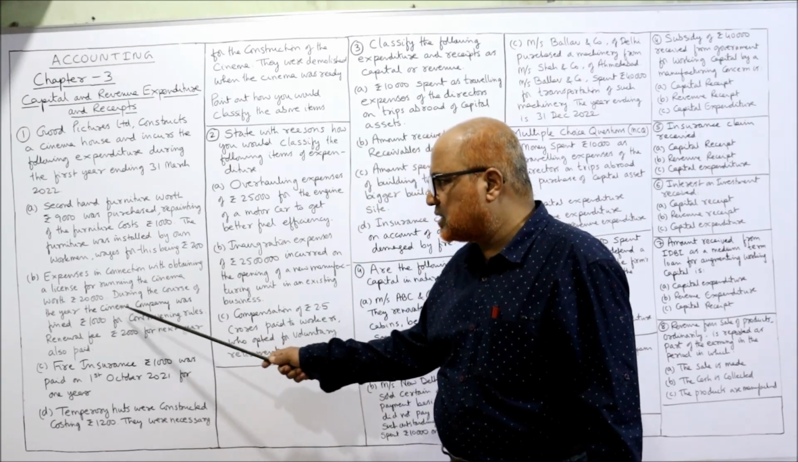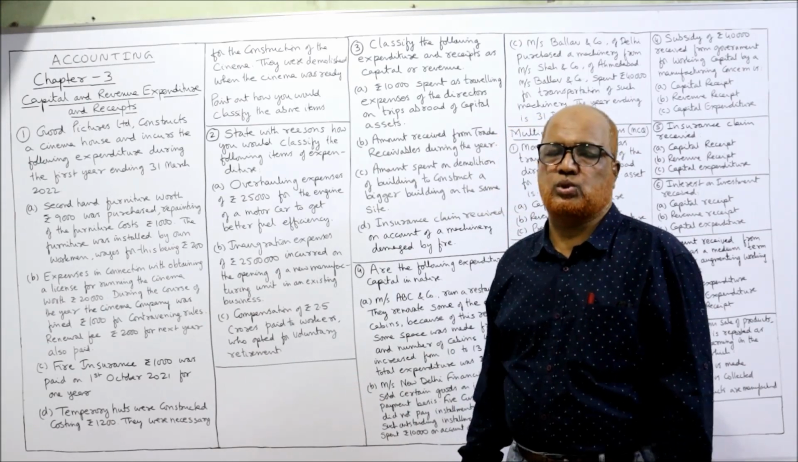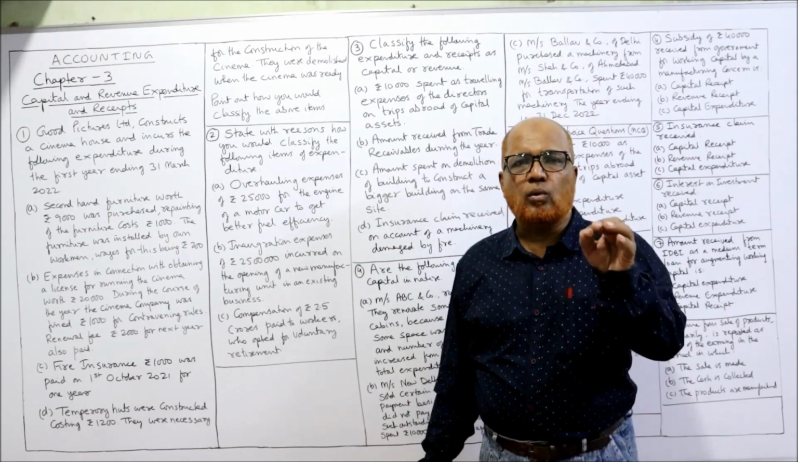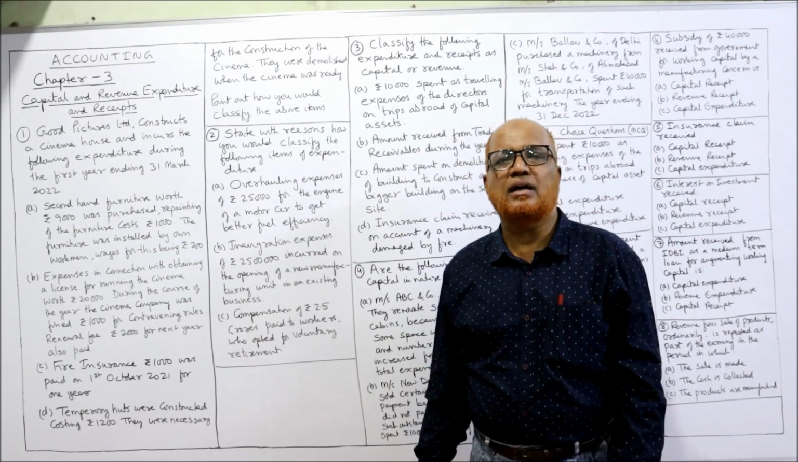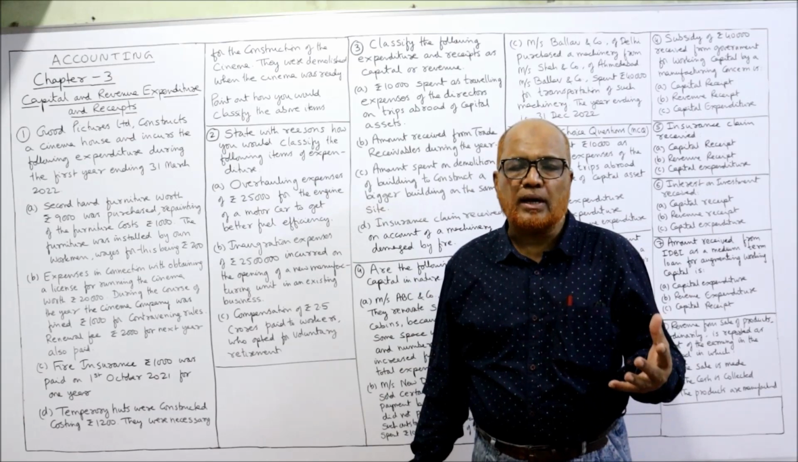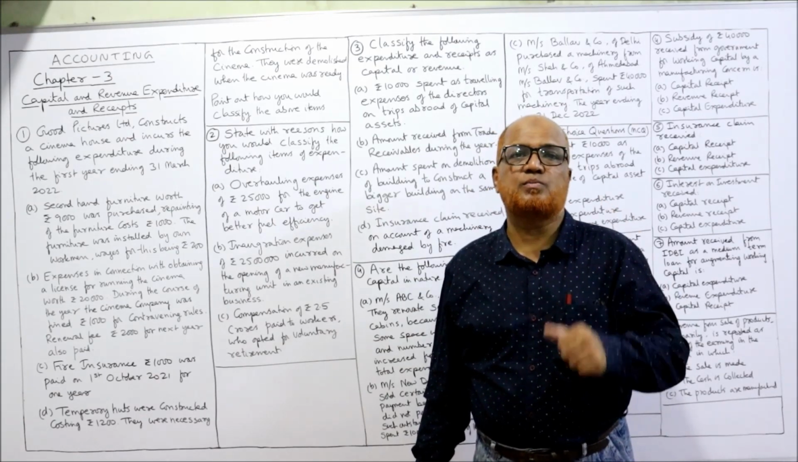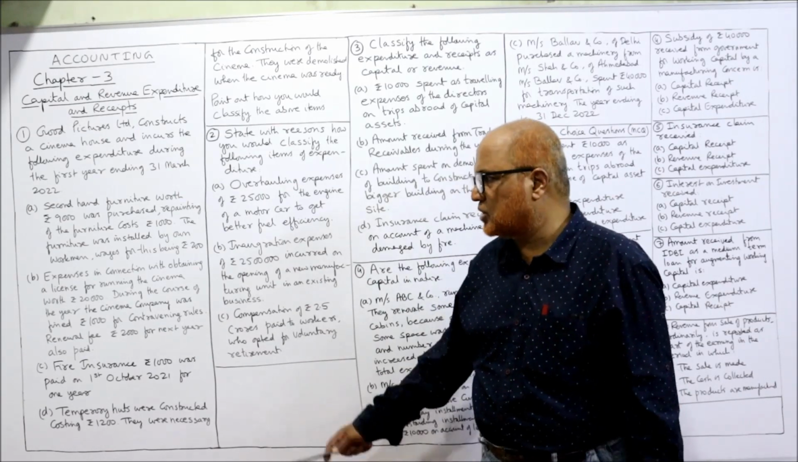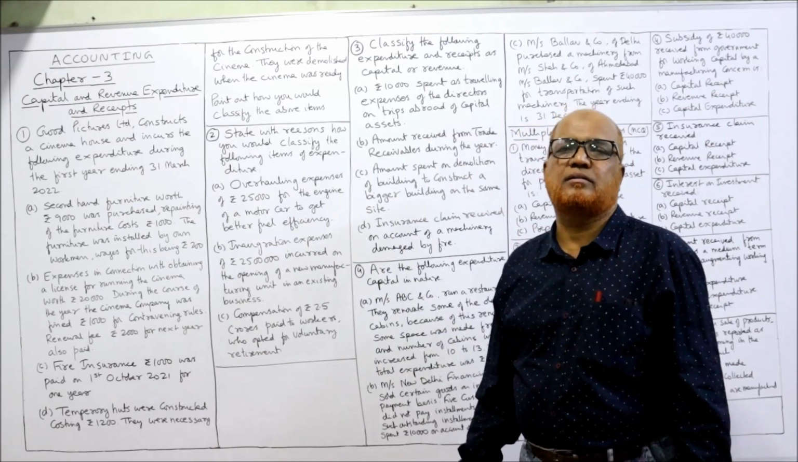During the course of the year, the cinema company was fined 1,000 for contravening the rules. The government has framed a number of rules. If the rules are violated, then fines will be imposed by the government. So according to accounting principle, the fine imposed is a revenue expenditure. And the renewal fee of 2,000 for the next year was also paid.